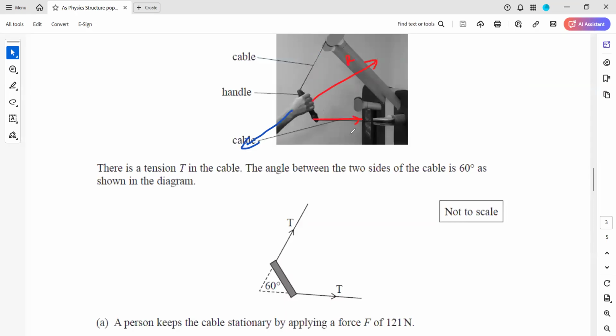Because if this is T, this is also T, and in the question the total angle between them is 60, so each angle will be 30 degrees. So this 121 Newton balances with R. So we know the resultant of the two tensions should be 121. That we know. Now we want the tension in the cables. So how can we work out the tension in the cables? By a scale vector diagram.